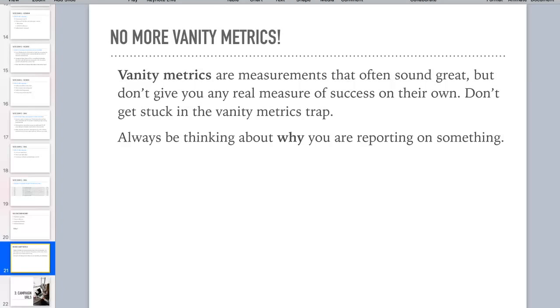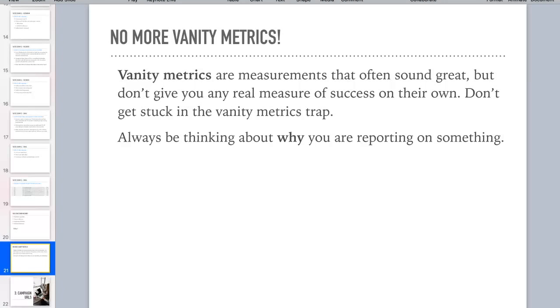So I just want to make sure that nobody gets stuck in the vanity metrics trap. You have to always remember why you're reporting on any particular number. So if you've done a ton of research and determined, in a very fake scenario here, that for every 100 Facebook fans you gain, 1% of those will convert into a paying customer. Very fake stat I just made up here, but let's say that's what the research had concluded.